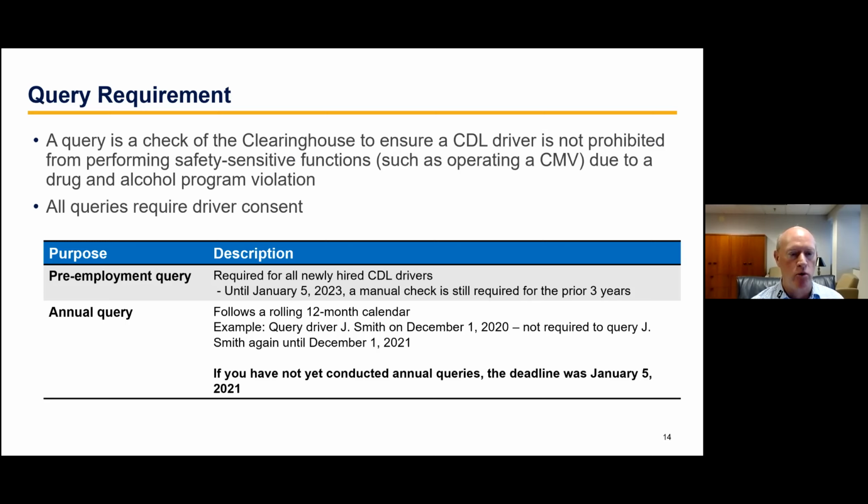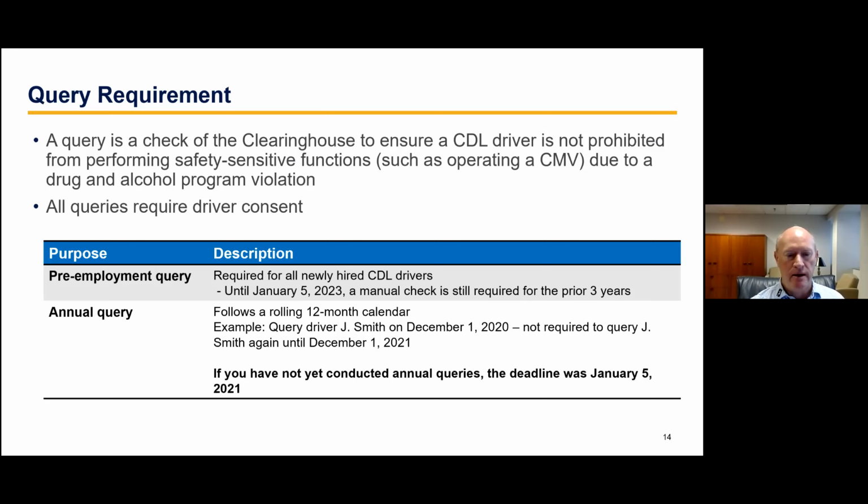So there are two types of queries. A pre-employment query. This is required for all newly hired drivers. So from January 6th of 2020 on, everybody should be doing a pre-employment query of the Drug and Alcohol Clearinghouse. Now, the requirement to do a background check on a prospective driver is 3 years. Well, we don't have 3 years worth of data or information in the clearinghouse yet. We won't have that till January 5th of 2023.